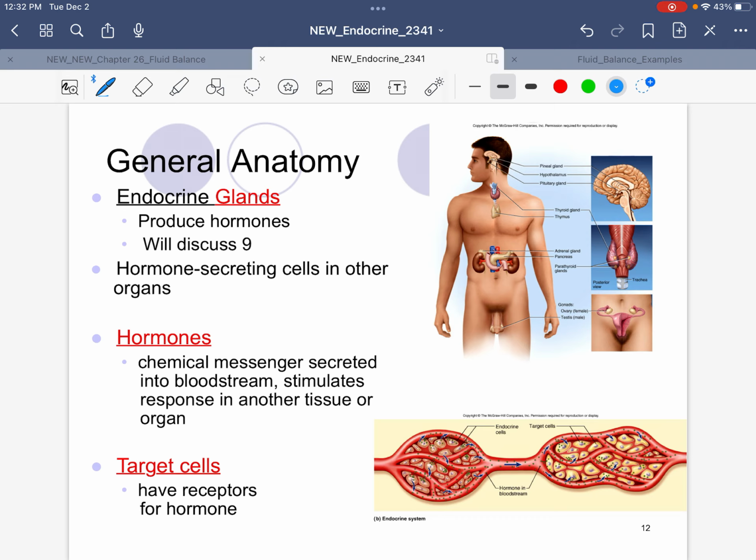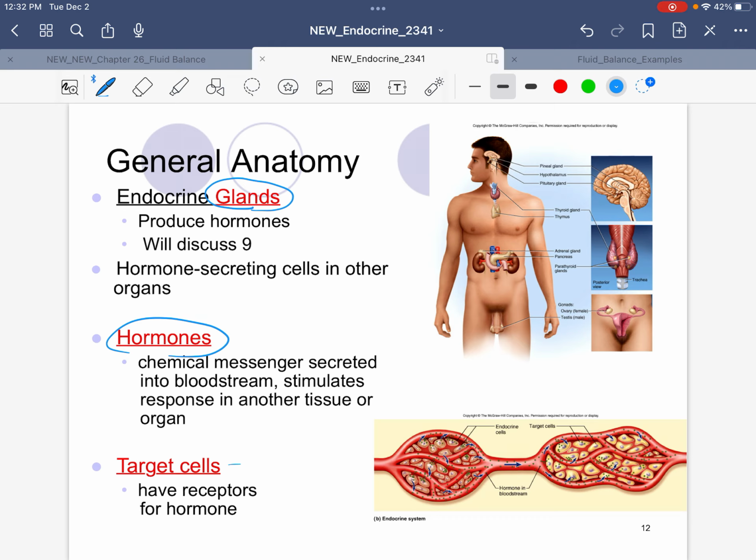All right, I just want to introduce the general anatomy. We know that the endocrine system is composed of glands that release hormones. We have to include target cells. Where do those hormones go to have their effects? Target cells. And depending on the hormone, the target cell is different.